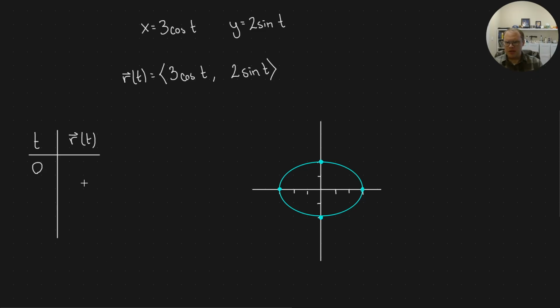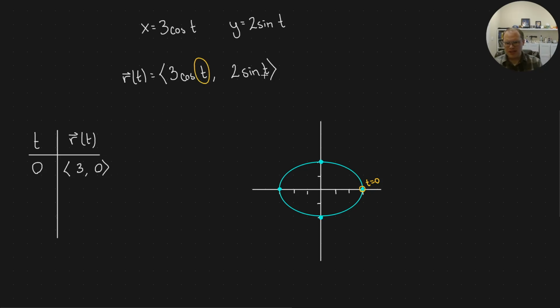If I plug in 0, r of 0, I get 3 times cosine of 0. Cosine of 0 is 1, so I just get 3 here. And 2 times sine of 0. Sine of 0 is 0, and 2 times 0 is 0. So I get the point (3, 0). I get this point right here. t equals 0.